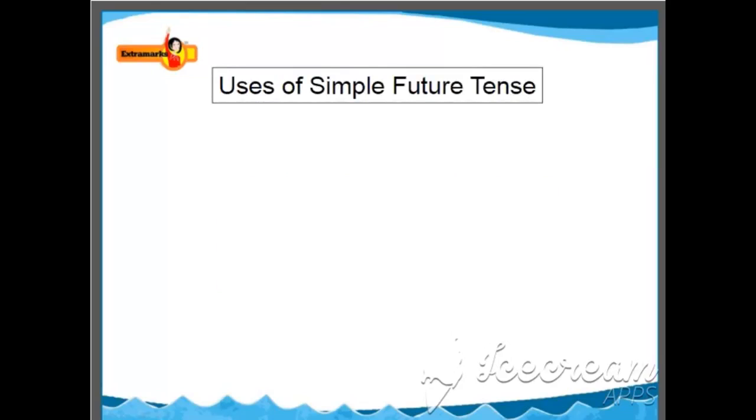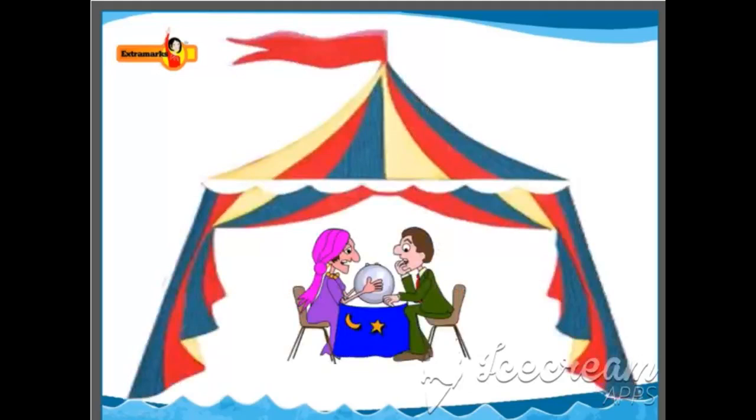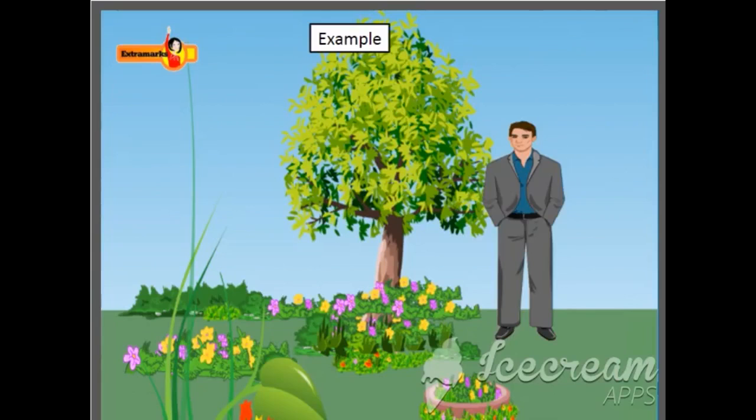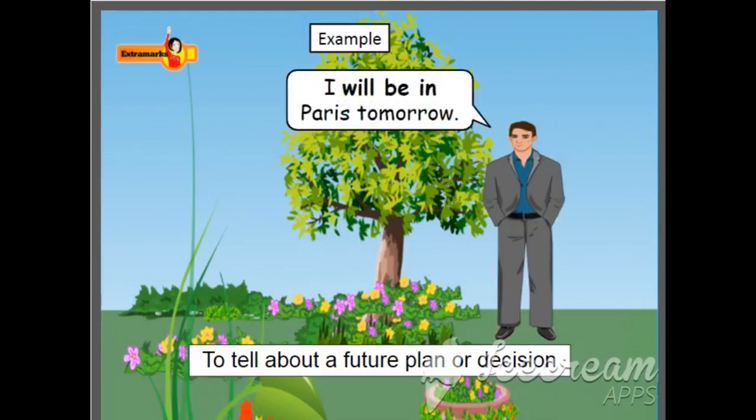Now let's look at the uses of simple future tense: to predict the future and to tell about a plan or decision. Future tense is used to predict the future. Example, it will rain tomorrow. Simple future tense is also used to tell about a future plan or decision. I will be in Paris tomorrow.